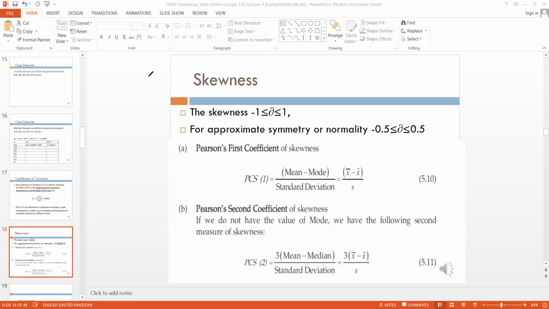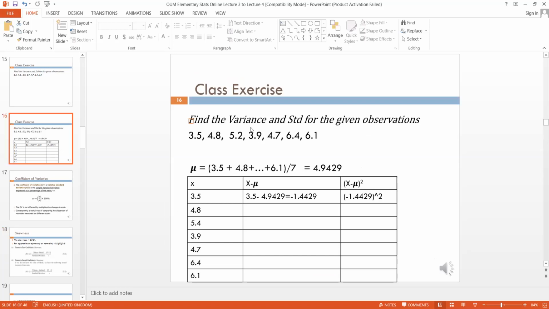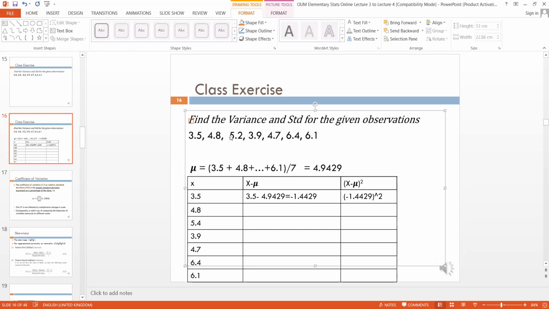So let's take an example and try to find Pearson's coefficient of skewness for the data. We're taking this data here. We attempted this data earlier. Let's try to do this together to find the mean. I don't want us to delay much with the standard deviation. So 4.8 minus the mean, which is 4.9429. What do we get?